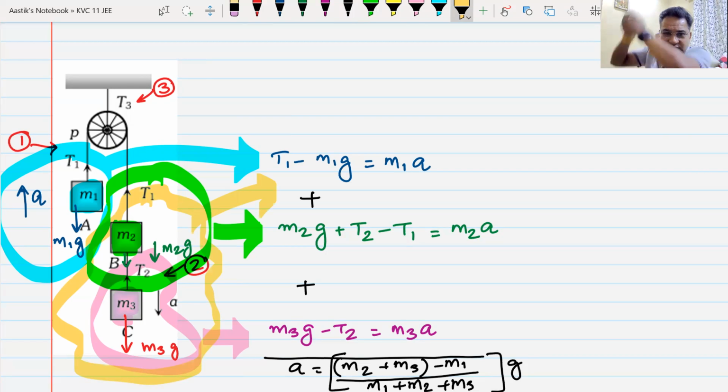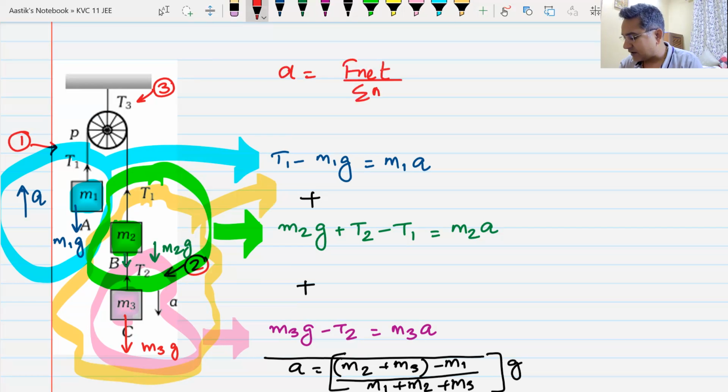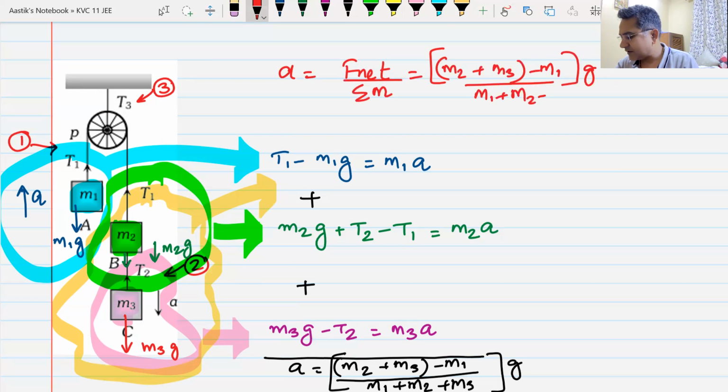So the force which is trying to pull this thing downwards is M2 plus M3 into G. The force which is trying to pull it downwards from this side is M1 into G. I could have straight away found out acceleration as the net force which is trying to move it divided by the total mass. Yes or no? The net force which is trying to pull it down is M2 plus M3 from one side minus M1 from the other side, this entire thing multiplied by G, divided by M1 plus M2 plus M3.